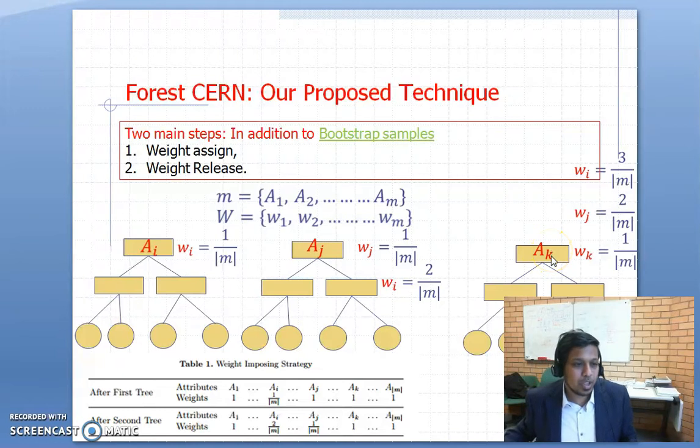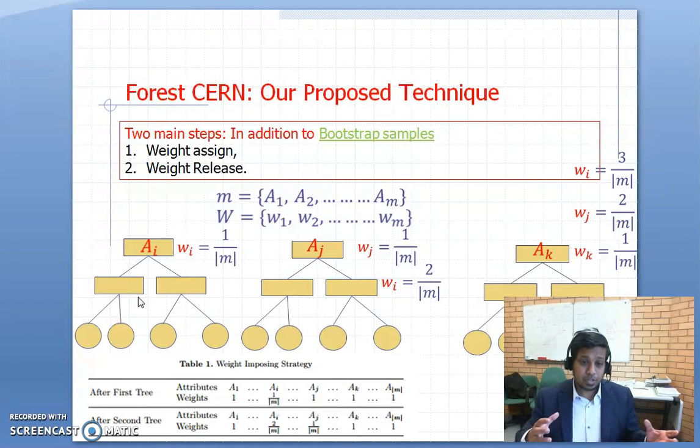Say, for example, in the third tree we choose the attribute Ak. Then the weight for the attribute Ak, that is Wk, will be 1/m, and this weight will be used for building the fourth tree, whereas the weight of the attribute Ai will now increase to 3/m. And this is the whole mechanism of Forest CERN. The simplicity is its strength. It's very simple, but at the same time it is likely to give you very high diversity. The trees will be very diverse, and also reasonably accurate.